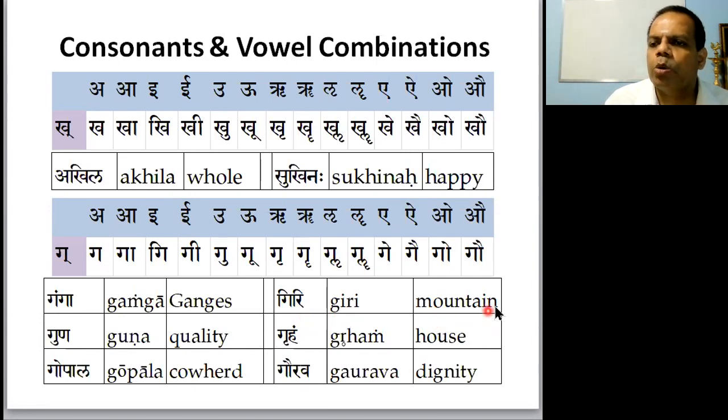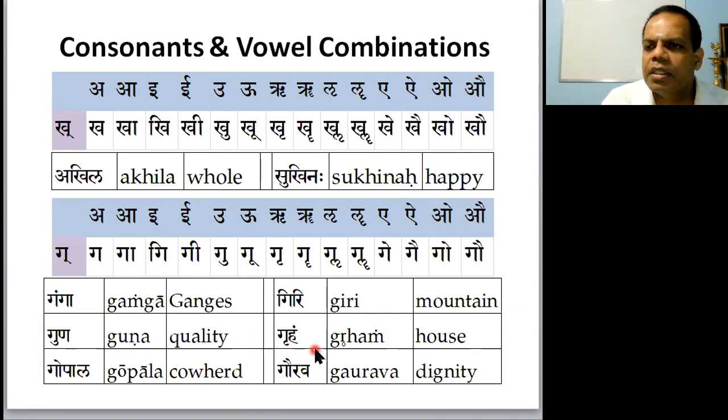Giri means mountain. Giri, mountain is the meaning. The next word is Guna. I think all of you are familiar with the word. Guna means quality. Nirguna means one who doesn't have any quality. Sattva guna, having sattvic quality and things like that. Guna is the quality.